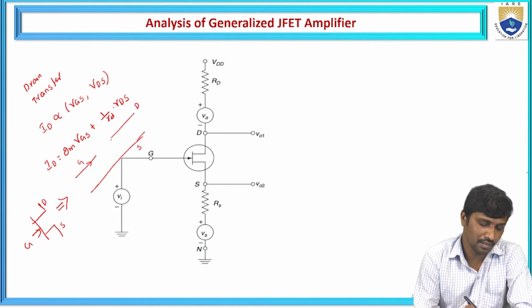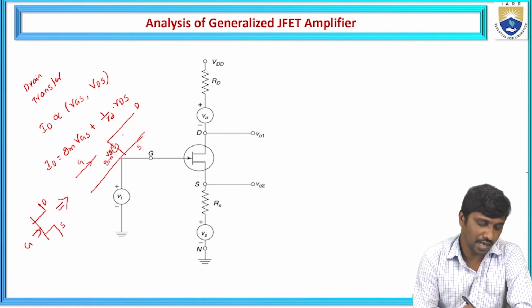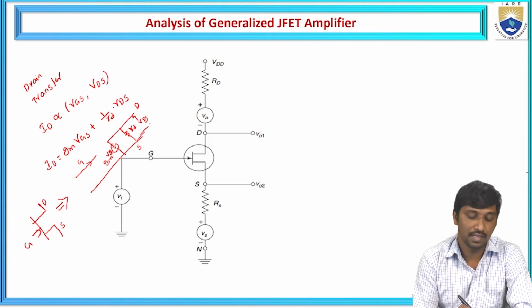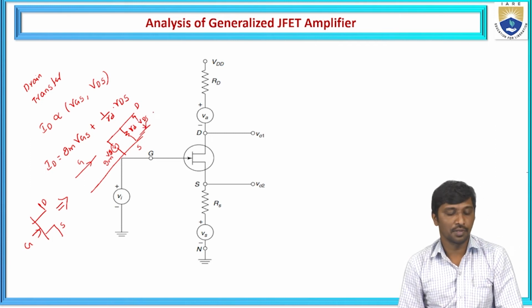Let's say this is the gate, this side is the source, and on the output side we use the drain, and this drain current contains two current sources. One is Gm times VGS, another one is 1 by RD times VDS. This is the biasing voltage, meaning the potential difference between drain and source.